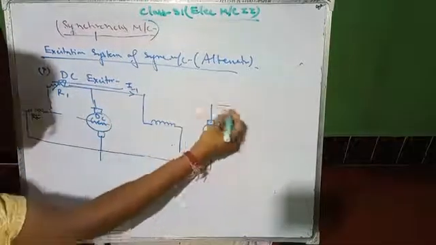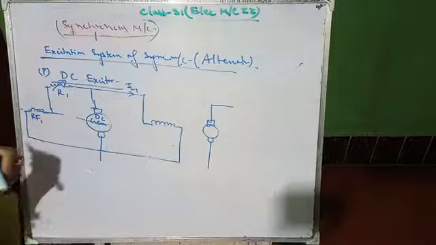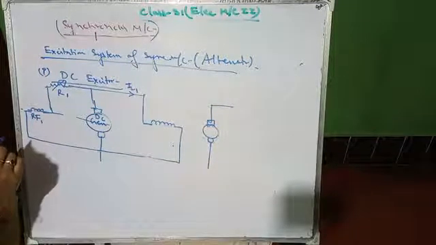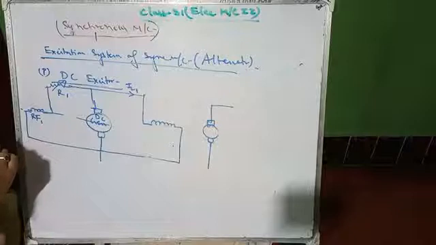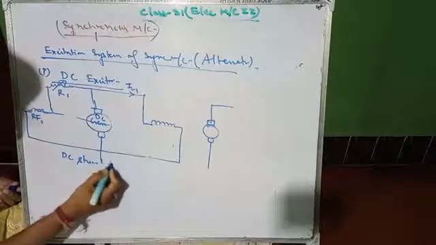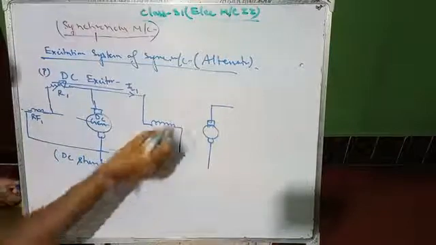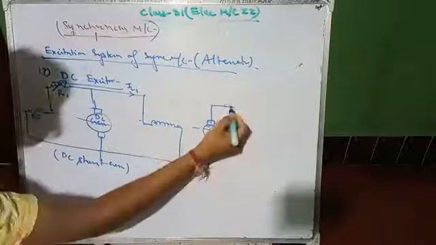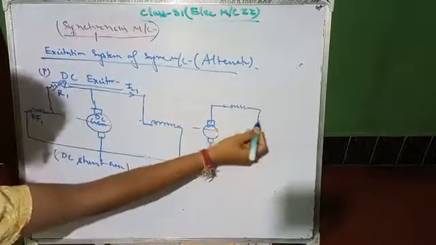This is for a separately excited DC generator. So this is your DC shunt generator, and this section is the separately excited DC generator.